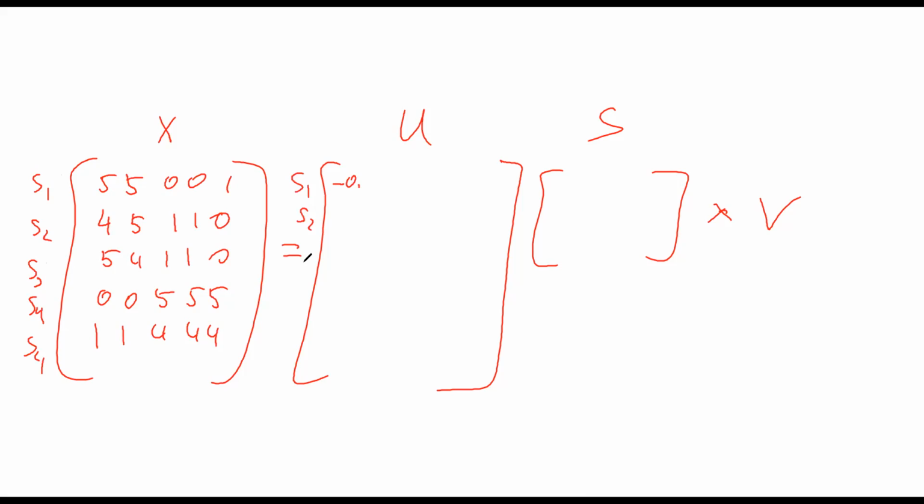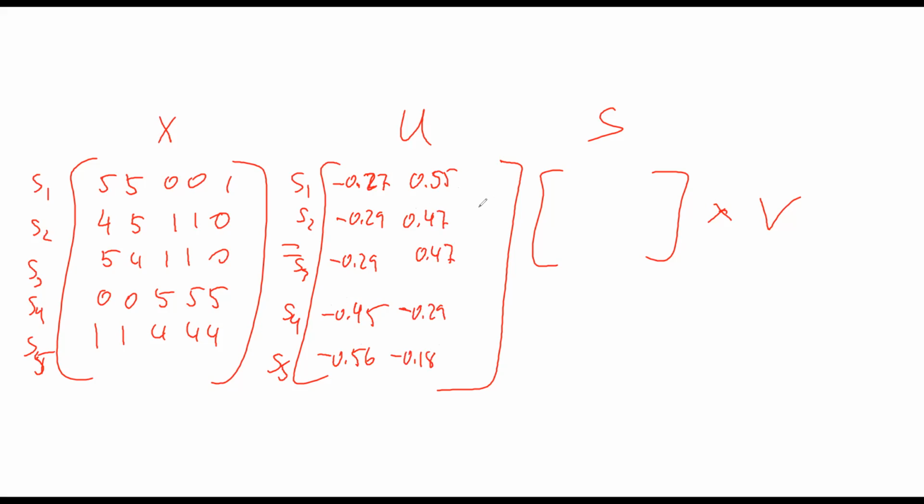So these are still S1, S2, S3, S4, S5. And it's going to be minus 0.27, minus 0.29, minus 0.29, minus 0.45, minus 0.56, and so on, right? So the transformation is, and then let me just do 3 here, 0.55, 0.47, 0.47, minus 0.29, minus 0.18, and one more, which is going to be 0, minus 0.71, 0, 0, 0. You can see something like that.